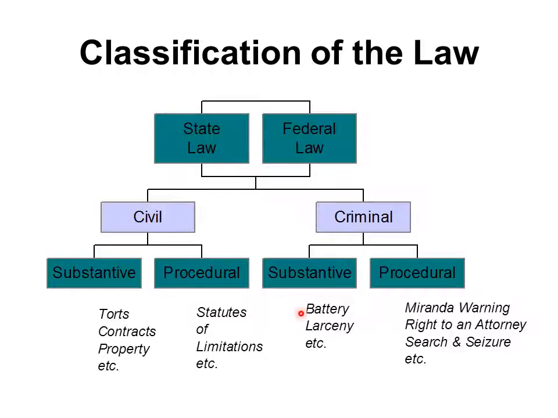Substantive law, in the criminal vein, is battery, larceny, trespass, many others, and that's substantive law. That's the law itself. Whereas procedural law in the criminal vein becomes more of the technicality areas. Miranda warning, right to an attorney, search and seizure. These are elements of criminal law, but they are more the technical, what is the right thing to do as far as the police is concerned.